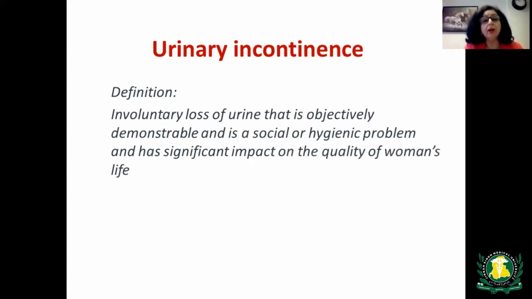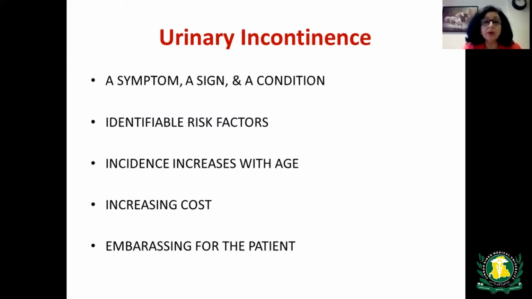First of all, I would like to give you a definition of what urinary incontinence is all about. Urinary incontinence is defined as involuntary loss of urine that is objectively demonstrable, with a significant impact on the quality of a woman's life. One may say that it could be a symptom, a sign, or a condition on its own.